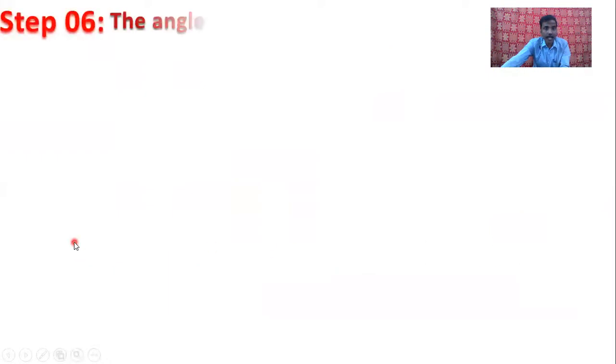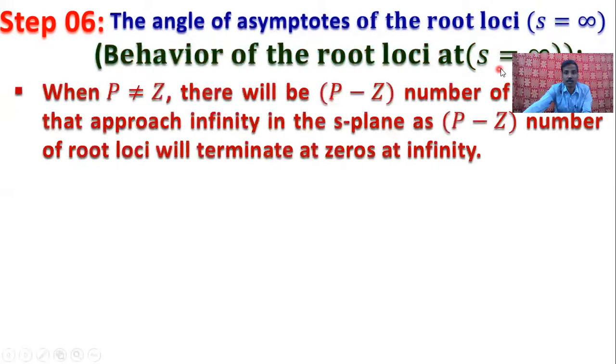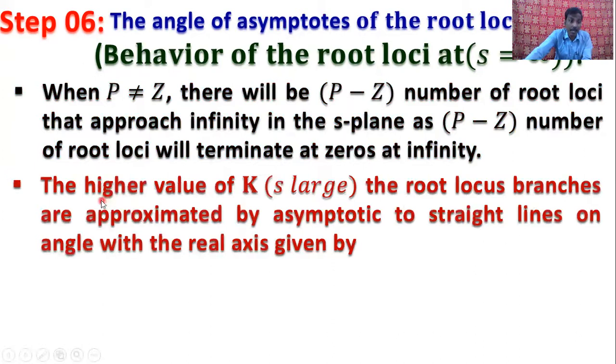Next, step number 6, the angle of asymptotes of the root locus. This is the behavior of the root loci as s equals infinity. This is also a very important definition. When p is not equal to z, that means the number of poles is not equal to the number of zeros, there will be p minus z root loci that approach infinity in the s plane. As k increases, p minus z root loci will terminate at zeros at infinity.